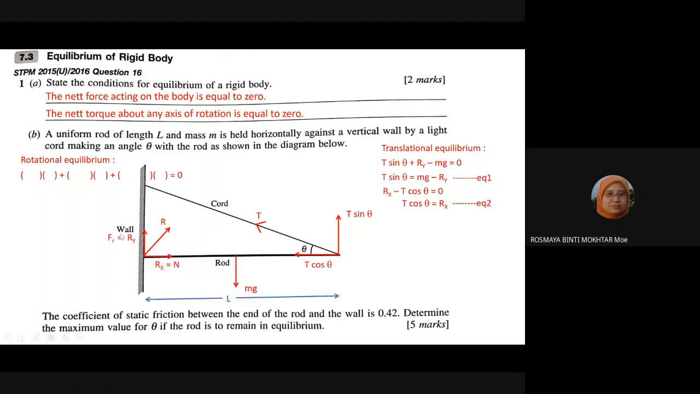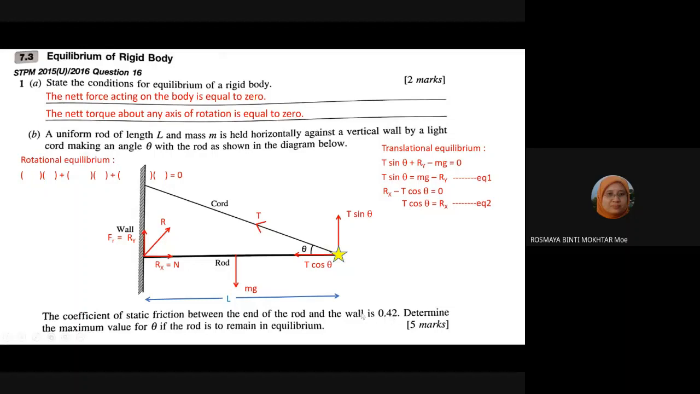So the first one, let's say we choose Ry. Before that, we need to choose the fixed point. We choose the fixed point here because we are going to determine the maximum value for theta. And then static friction is given here with the mu 0.42.